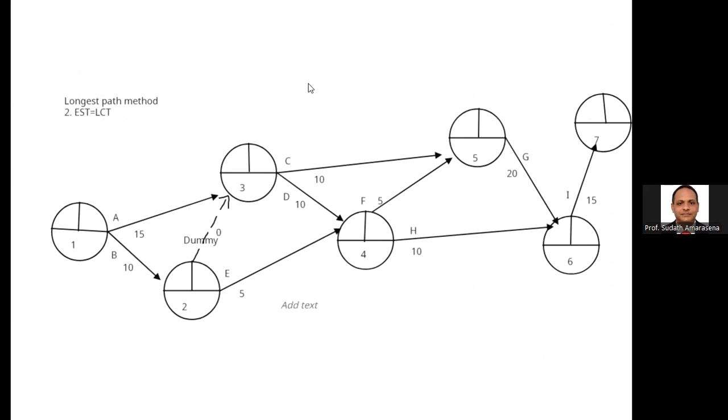That's one of the paths we can see. We can go from event number 1 to event number 7. Here is another path. We can go via A, then D, then F, G, I. If you add this path, A 15, D 10, 25 plus 5, 30 plus 20, 50 plus 15, 65.